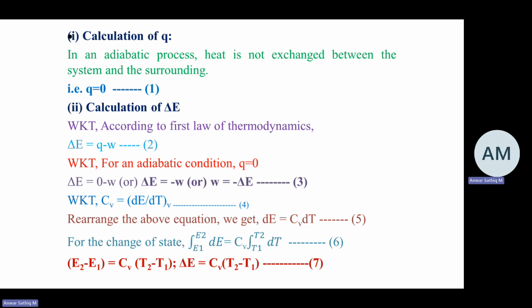For the specific change of state, dE is equal to CV dT. That is integration of the above equation. We get E2 minus E1 is equal to CV (T2 minus T1). Finally, we get delta E is equal to heat capacity at constant volume multiplied by change in temperature. This is equation number 7.